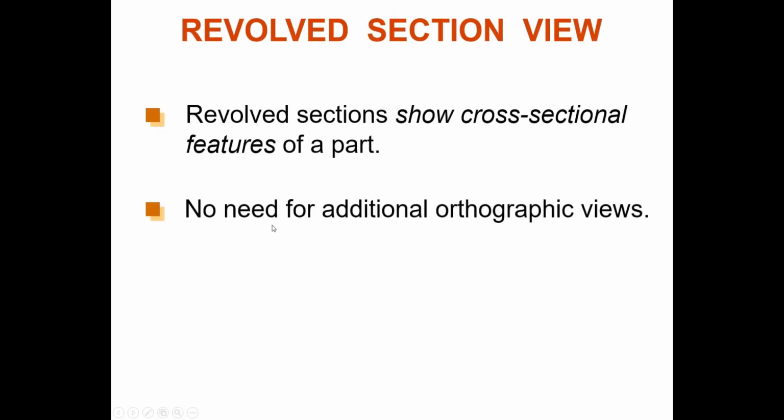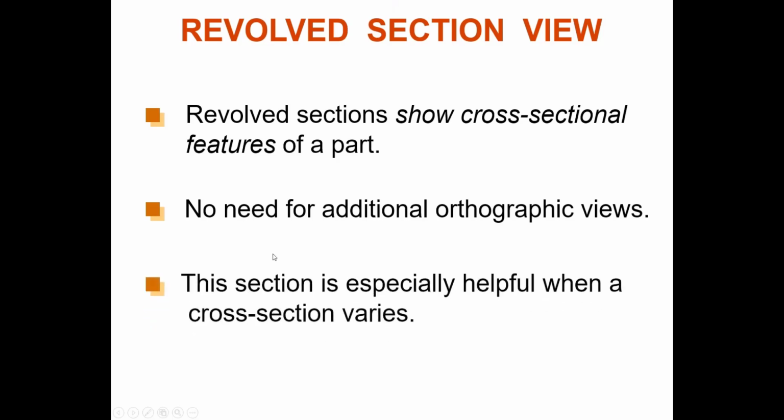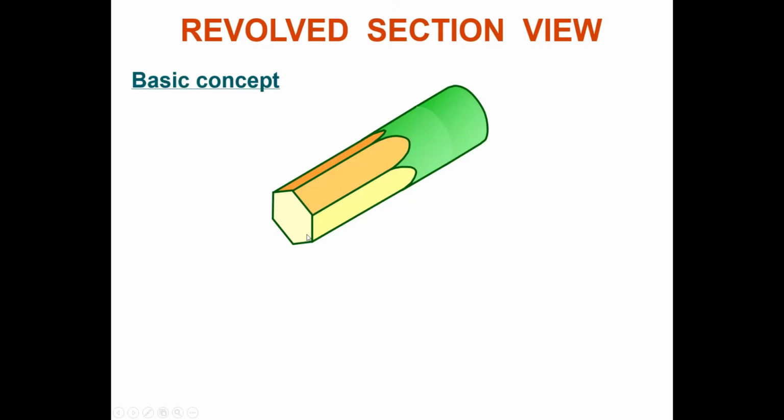Show cross-section features for the whole part, with no need for an additional orthographic view. This section is actually used when a cross-section varies. For example, the revolve section, like this pencil, a wooden pencil. At one end sometimes your pencil has a hexagon, and at the other end is a round shape.